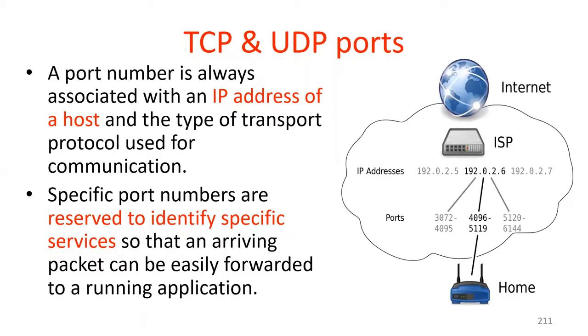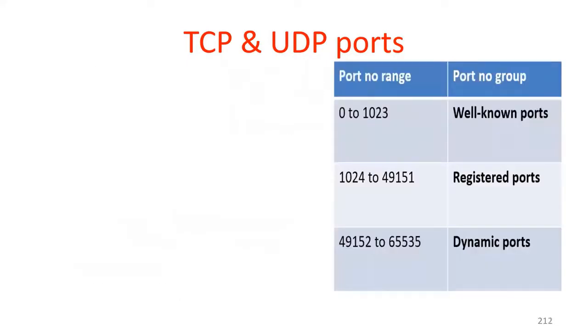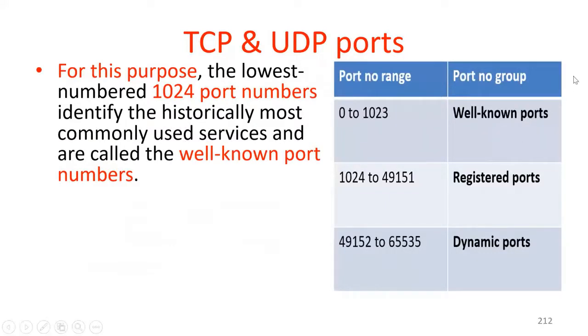Here we have different port numbers. Among the port numbers, a specific port number is used for a specific purpose. For example, the lowest numbers, 0 to 1023, identify the historically most commonly used services. These are the well-known port numbers, commonly used service port numbers. So in total you have 1024 port numbers, ranging from 0 to 1023. These 1024 port numbers are also called well-known port numbers.